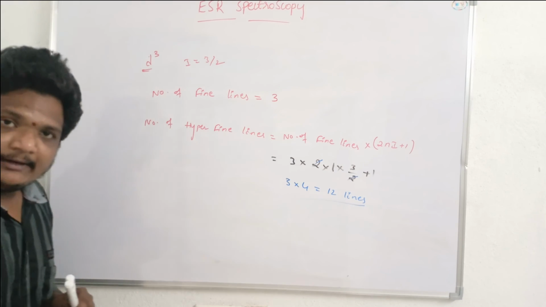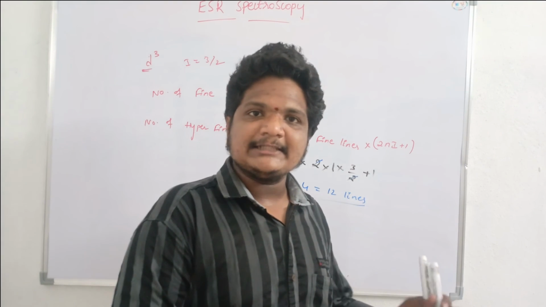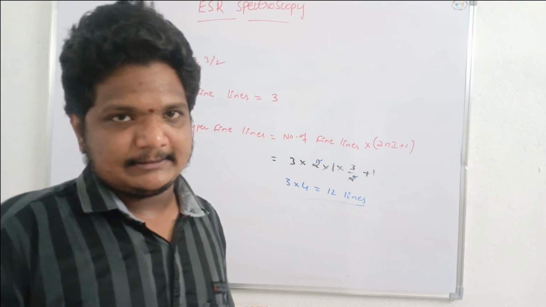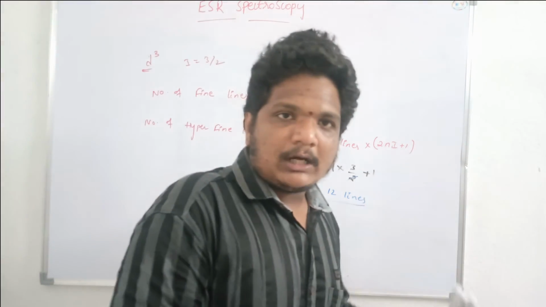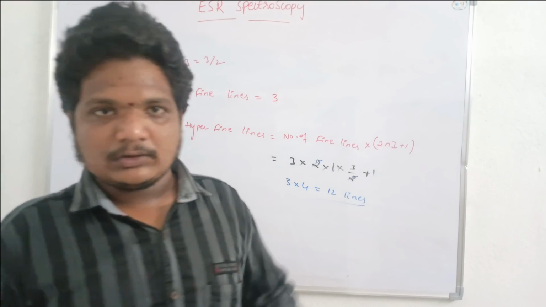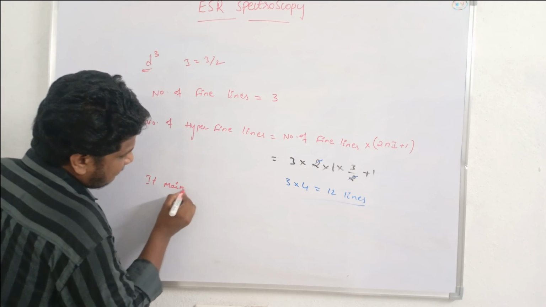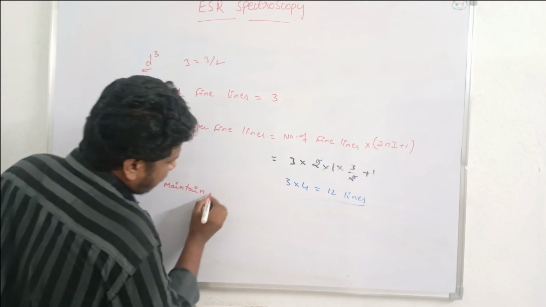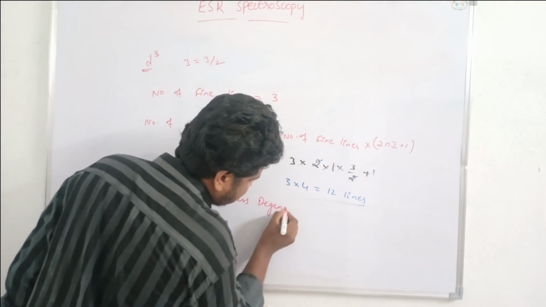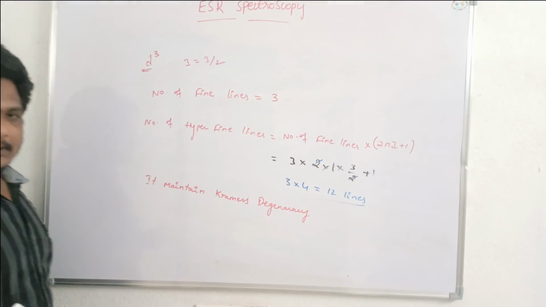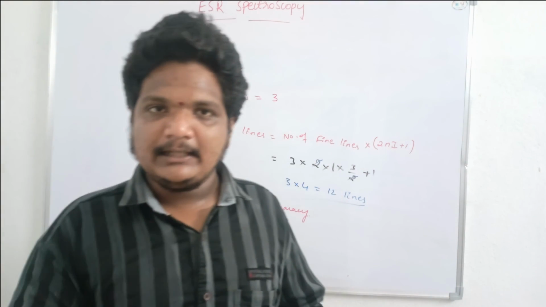So in this way we can calculate the number of fine lines and the number of hyperfine lines present in transition metal complexes. Now here, this D3 system contains an odd number of unpaired electrons, so it maintains the Kramers degeneracy. In this way we can find out whether the system maintains the Kramers degeneracy or not.